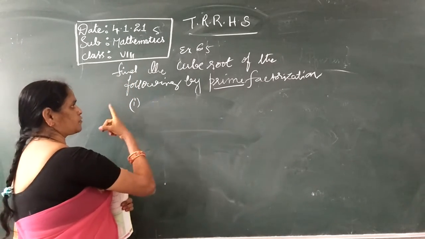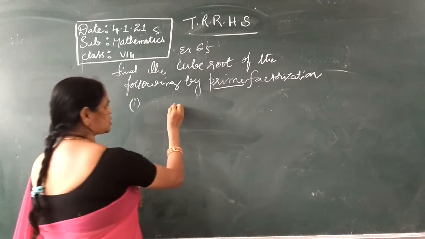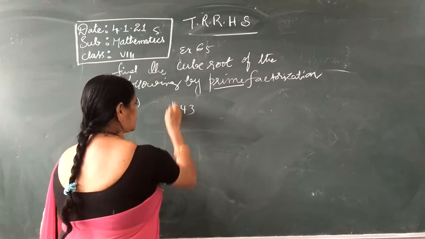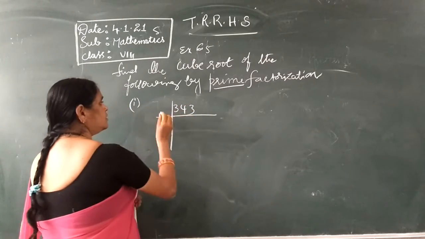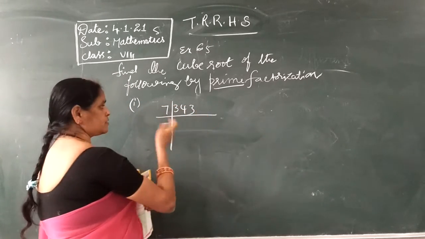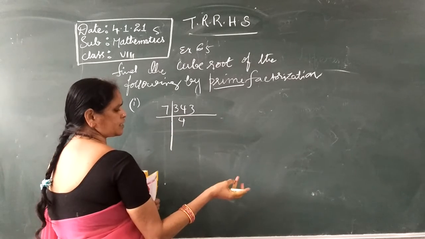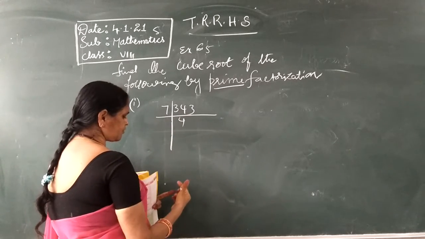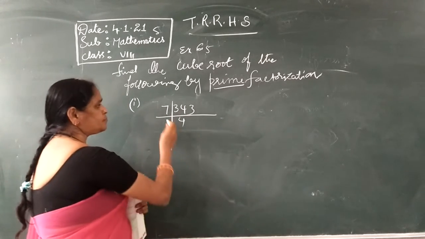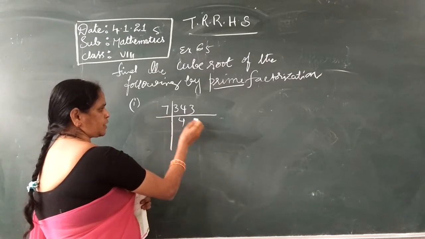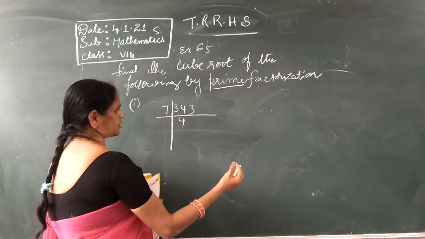Find the cube root of the following by the prime factorization method. The first one is 343. Only prime numbers are taken, so 7. 7 fours are 28, 29, 30, 31, 32, 33, 34.